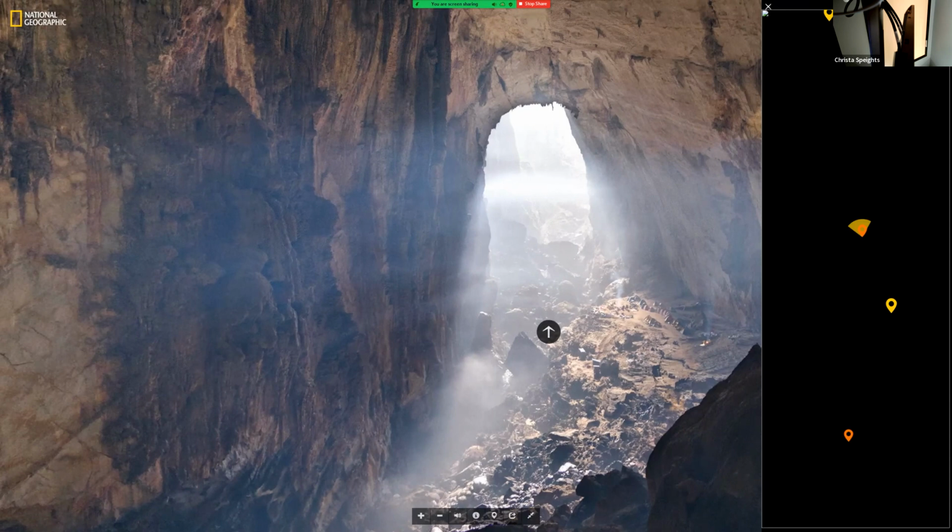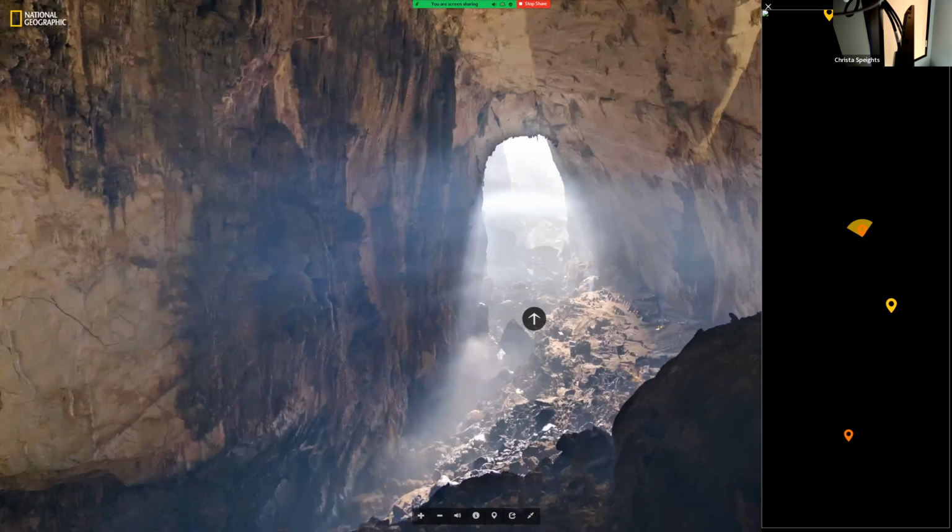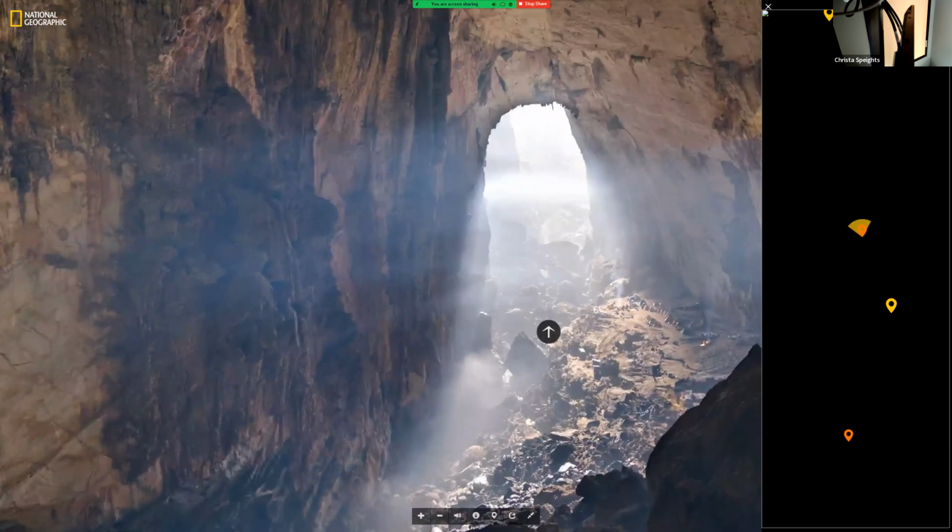What was that? I'd be surprised to see a fire in the cave. Usually you don't do that in the cave. True. It's also near an entrance as well. Okay. So we're going right through.